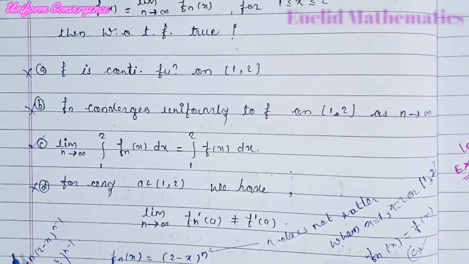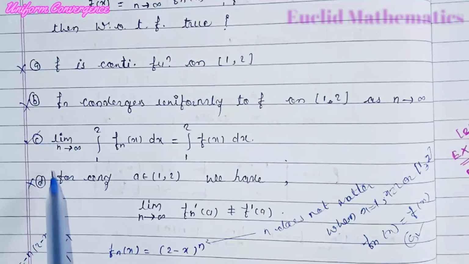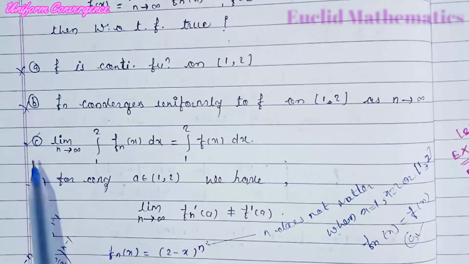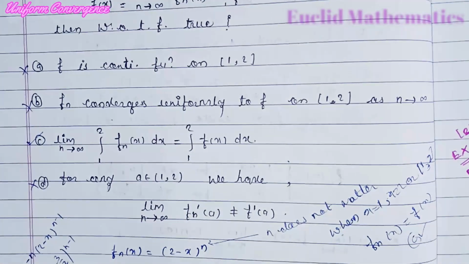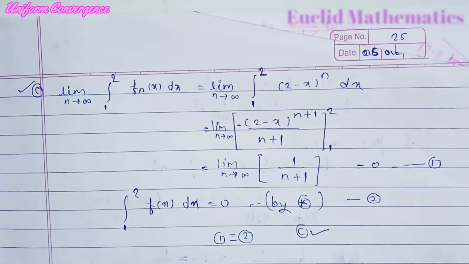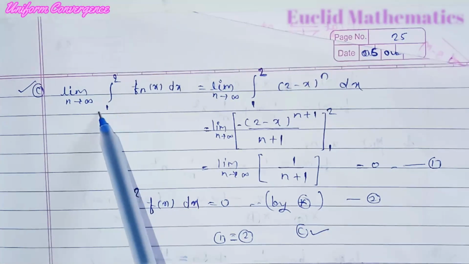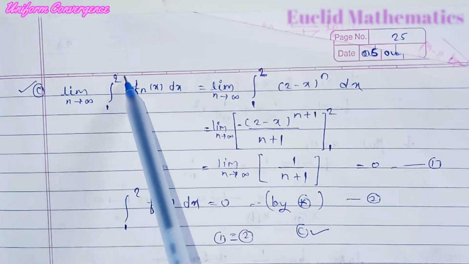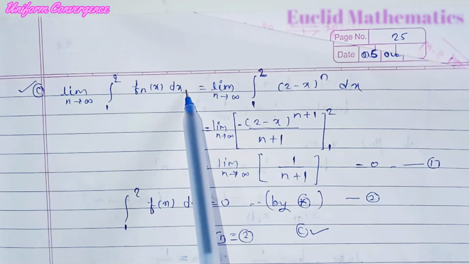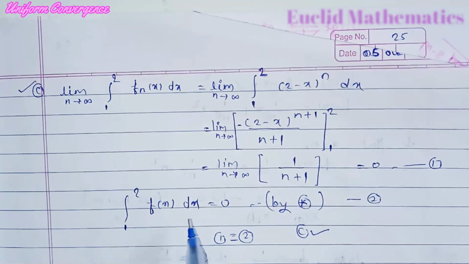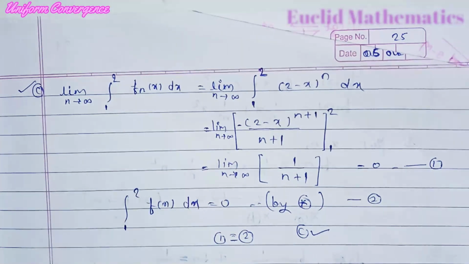Okay, now the leftover options are C and D. Now we have to figure out which one of the options is correct between C and D. Now let's verify. So option C says that limit n tends to infinity of the integral from 1 to 2 of fn(x) dx is equal to the integral from 1 to 2 of f(x) dx. So these two values are equal, which is given in our option C.